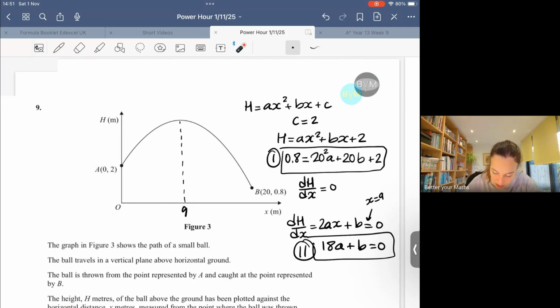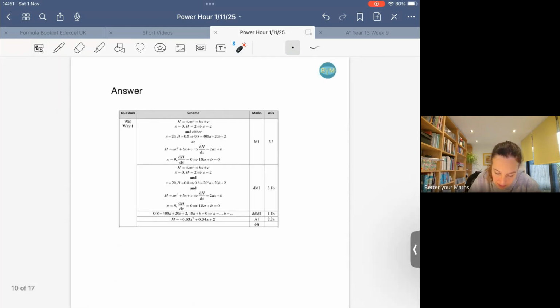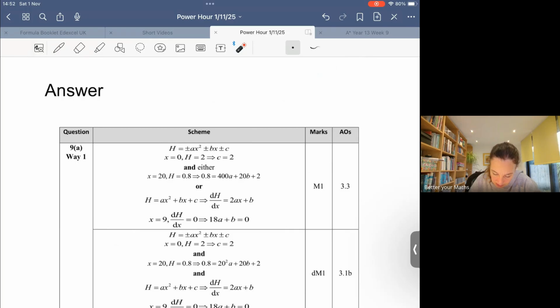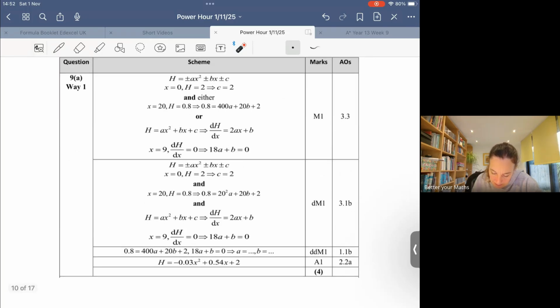If you solve simultaneous equations, I'm going to give you the answer, so we don't stay here forever. We get the quadratic: minus 0.03 x squared plus 0.54 x plus 2. It must be negative because it's upside down. So that's our quadratic, just from solving simultaneous equations. You need to find A and B. Is it clear how we've done it?